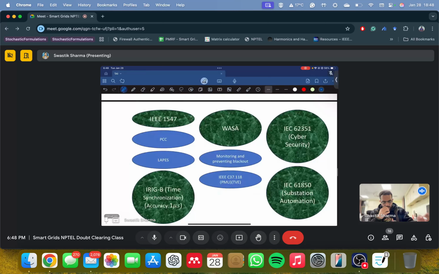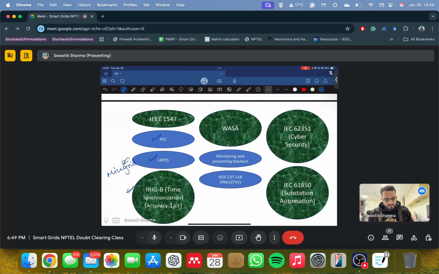And these are all of them. Yeah, I was correct. 61850 and IRIG-B. IEEE 1547 tells you about the point of common coupling, and LAPES, which is called local area power and energy system. You can always relate it to microgrid. I don't know why they call it LAPES in this. And then there is IRIG-B. I forgot its abbreviation. I'm sorry. I should have already put it over there.